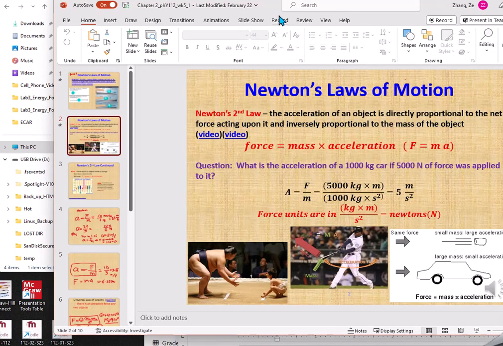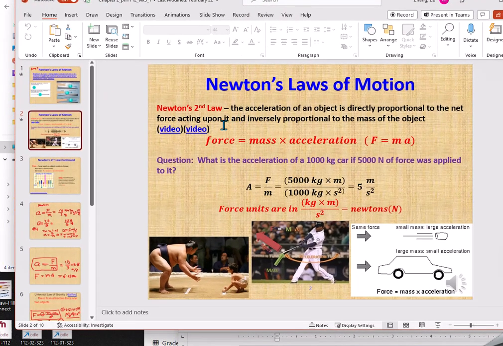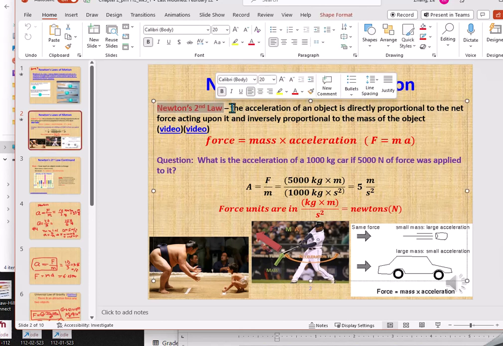Newton's second law of motion is related to acceleration. So the first law says, well, if you leave it alone, it will keep going. But the second law says, well, if there is a force, then the status of the object will change, or it will cause acceleration. Force will cause acceleration. So formally, in our textbook, they will say Newton's second law says the acceleration of an object is directly proportional to the net force acting upon it, and it is inversely proportional to the mass of the object.